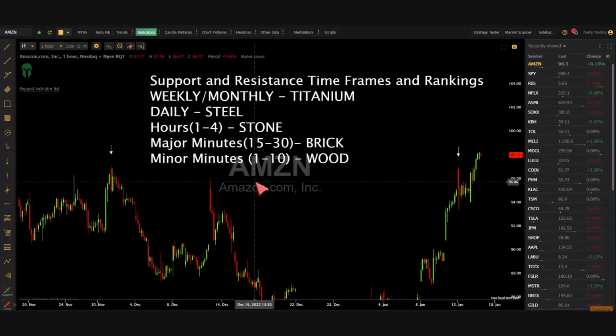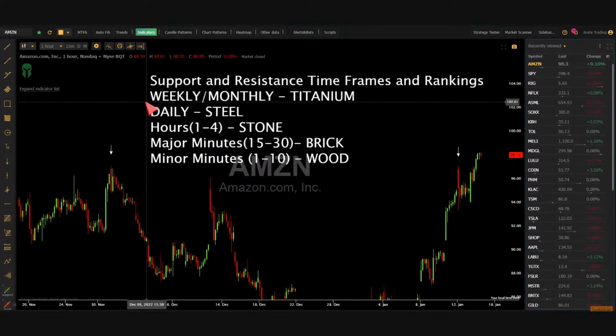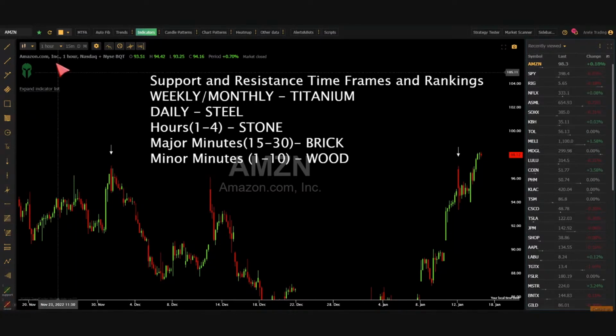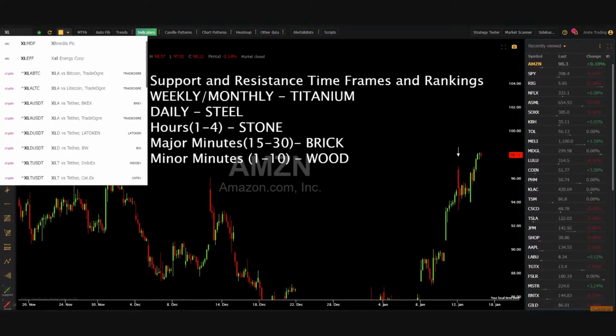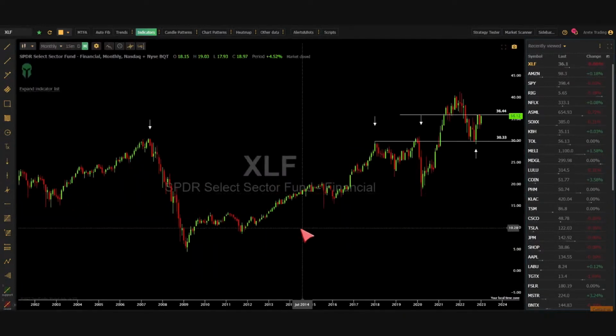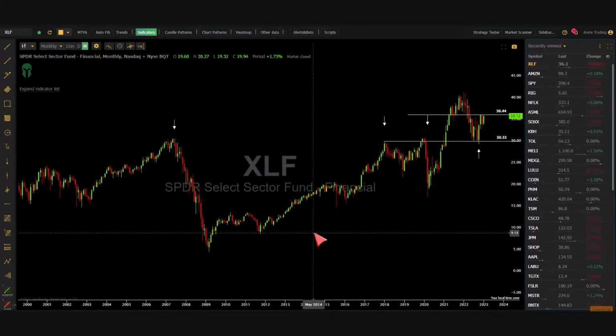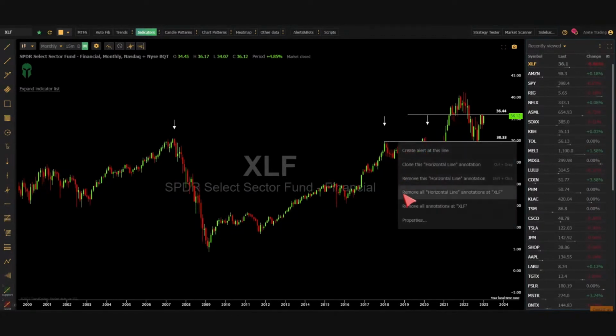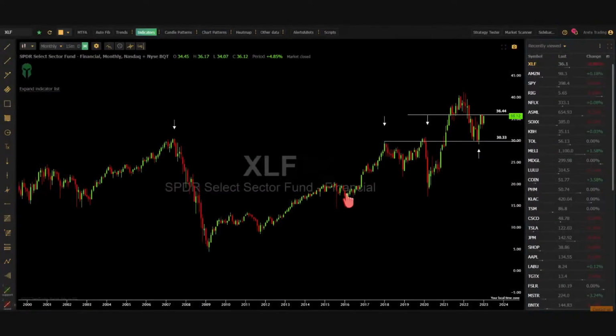So again, you can screenshot this, but this is pretty common, but I want you to understand the significance of it, so that when it breaks up or down, you understand how relevant that is. Now, I'll give you a really good example of this on the financial side. What we're going to do is go to a monthly here, and I'm going to clean all this off. What we're looking at is just the financial sector.